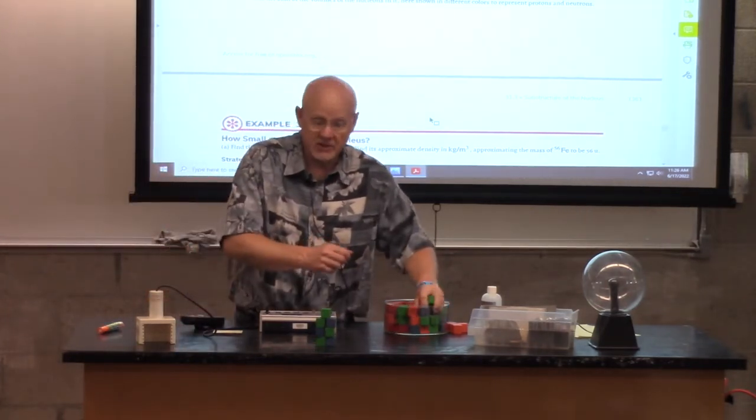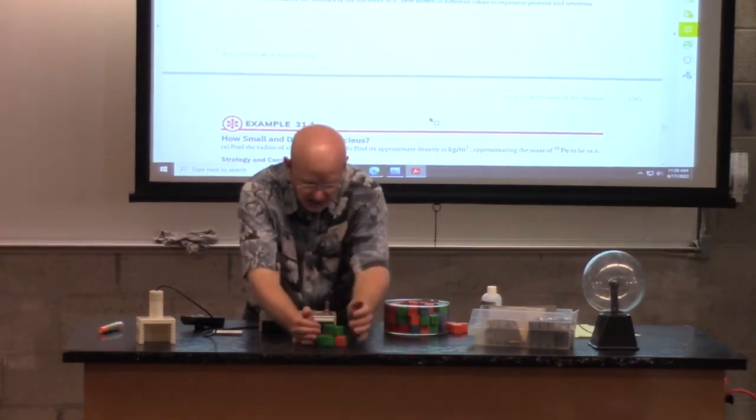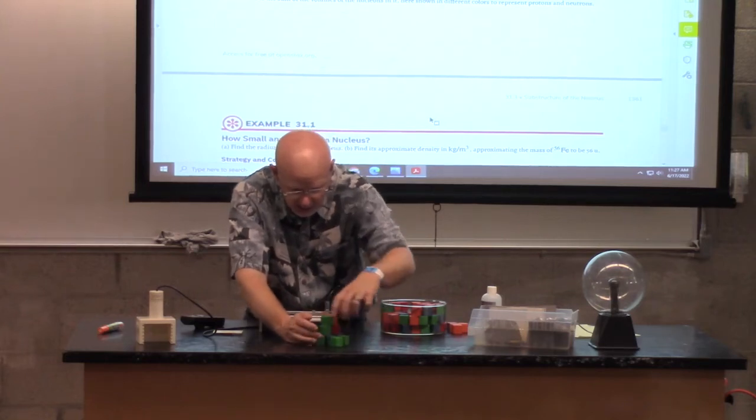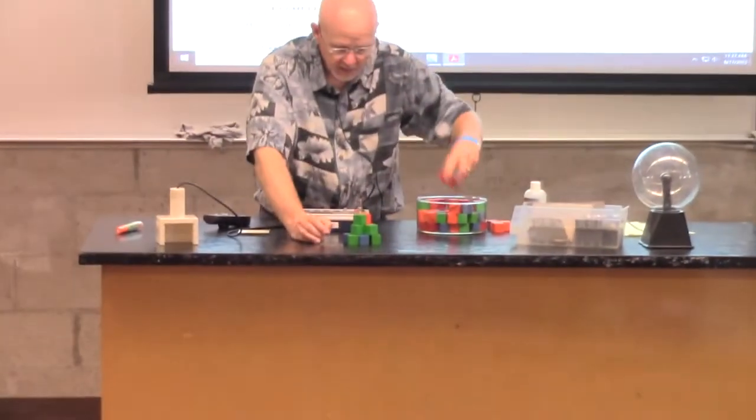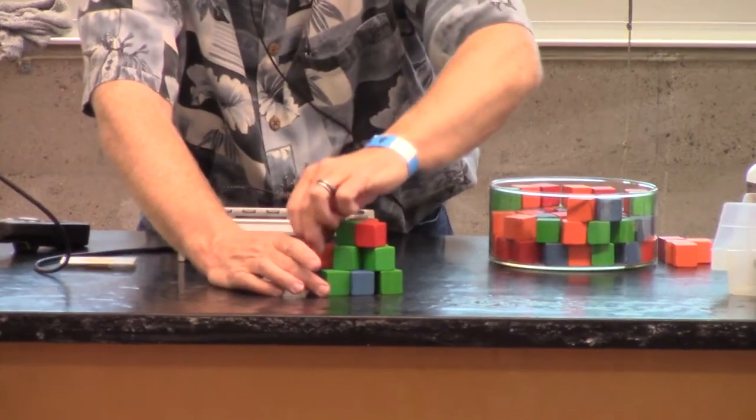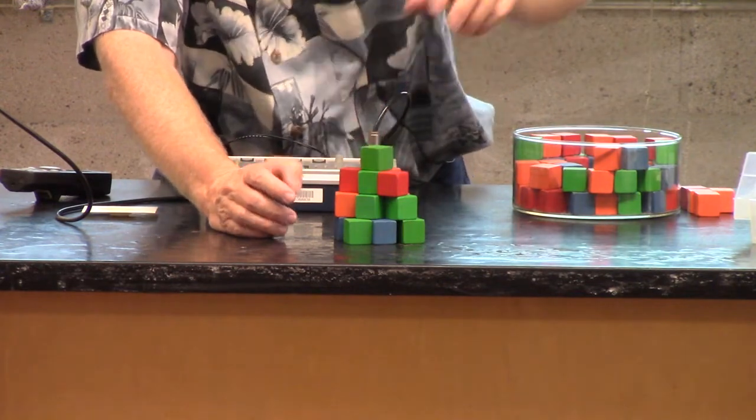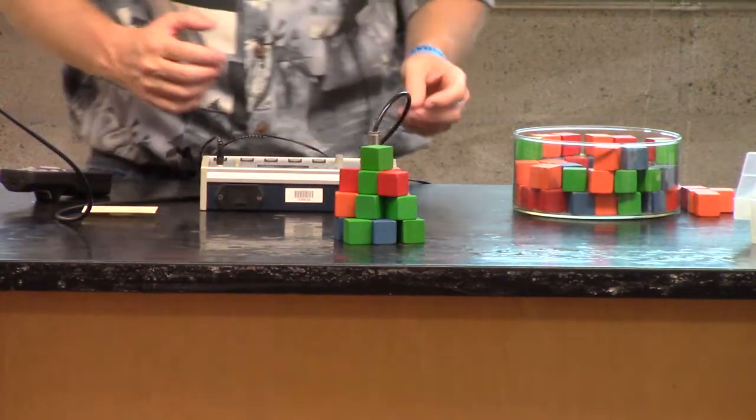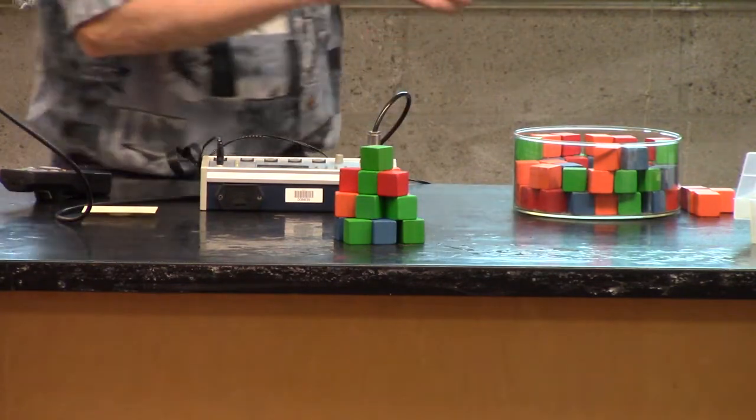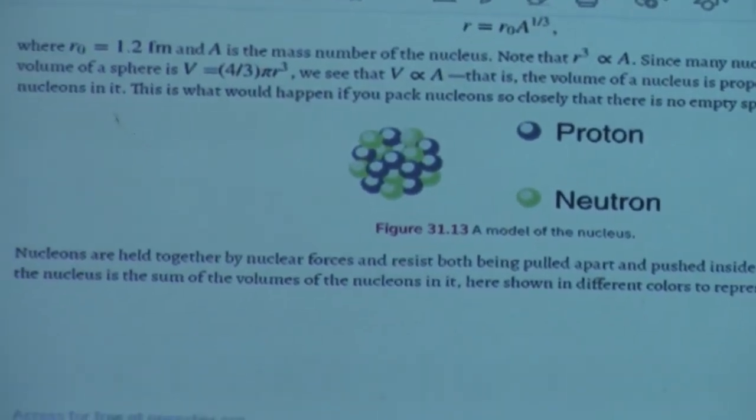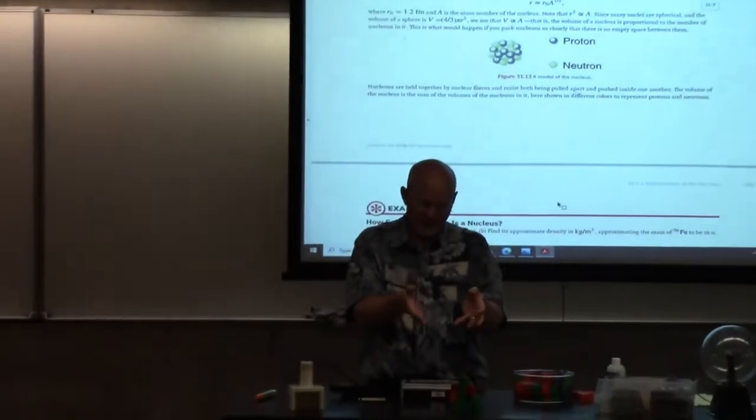maybe it's best to see a giant clump of these. As I stack them in a big clump and try to make somewhat of a sphere out of it. And again, your author's picture is much better than mine. Can't you see that the radius of this sphere is really determined by how many nucleons you have?